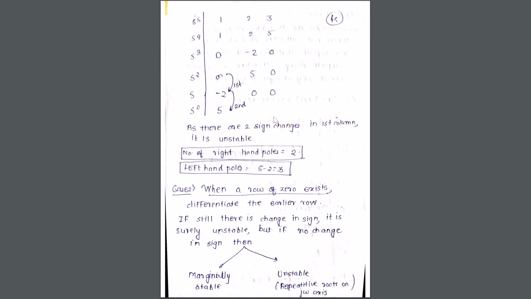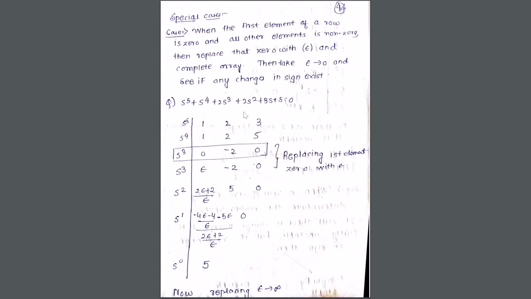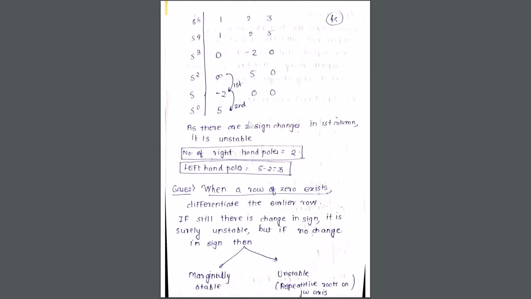Then again, as I told you, there are two changes in sign, right? So the number of right hand poles is equal to the number of changes in sign, which is 2. And the number of left hand poles is equal to the degree, that is 5, minus 2, the right hand poles, which is equal to 3. I hope I am very clear with this.